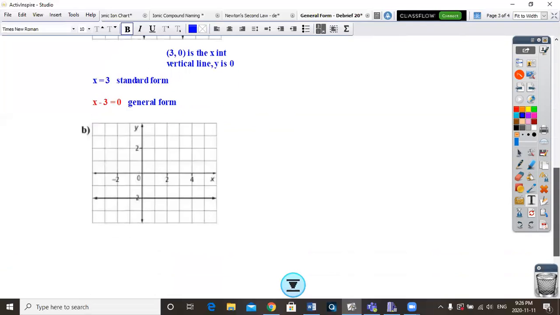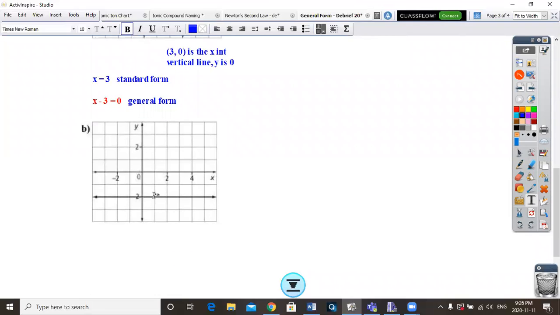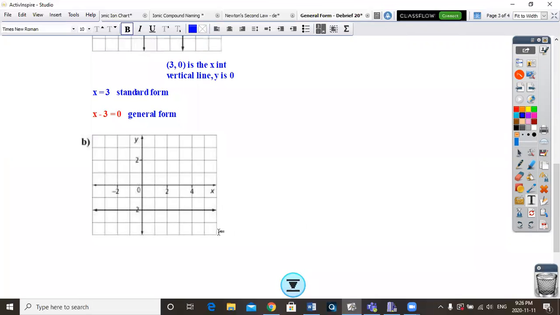Okay. You can try B on your own. It's a horizontal line, so start with standard form and then put it into general form.